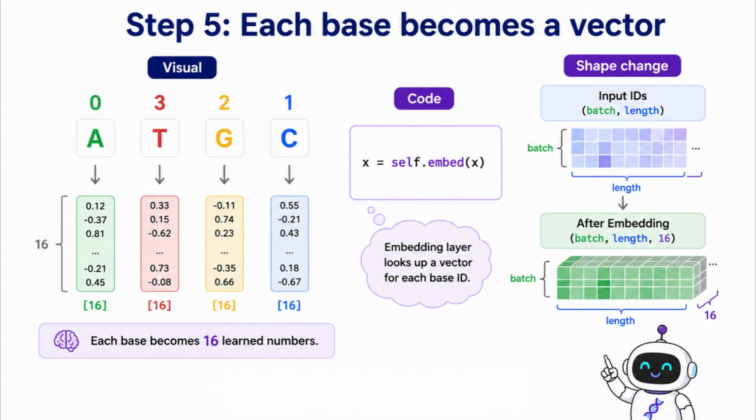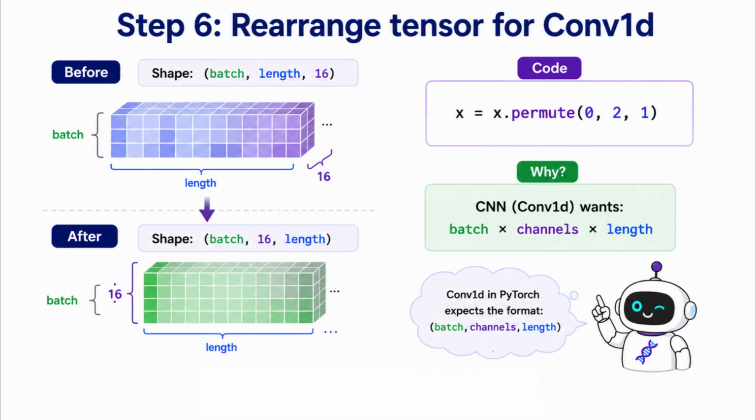Numbers alone are not very informative. The embedding layer converts each DNA base into a learned feature vector. Now, every position contains richer information that the neural network can use. The tensor is now rearranged into the format expected by the convolutional neural network. No biological information changes. We are simply organizing the data for efficient processing.